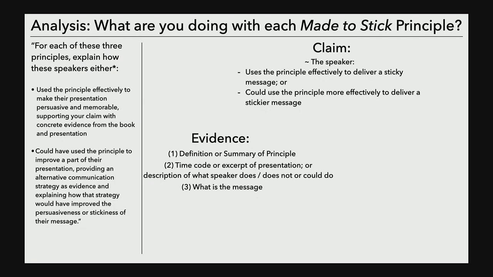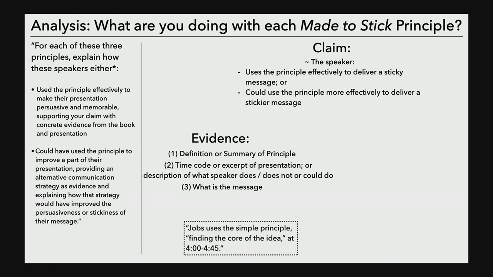And then finally, we need to know what the message is. Remember, because all of these principles are in service of that core message, okay? So you might be able to say, with your evidence, Jobs uses the simple principle, finding the core of the idea at this point in time in the talk, okay? All right, but that's not all you need, because that sentence only gives us a little short set of things to work with, just the evidence. It doesn't really explain to me how that evidence backs up the claim, okay?